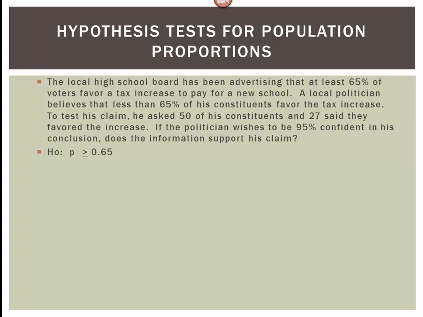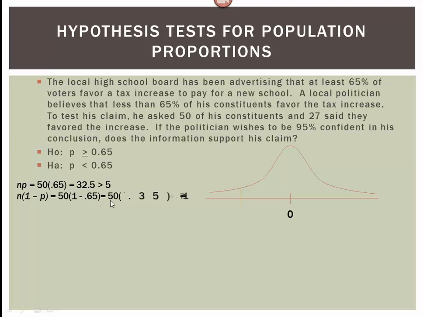So here our proportion is 0.65 unless we can prove otherwise. Again, you should have an equals there, not a greater than. Again, different books differ on how we lay these out, but for our purposes, we're always just going to make the null equal to 0.65. That's centering 0.65 on my normal curve. And we're checking to see if possibly less than 65% favor this tax increase.